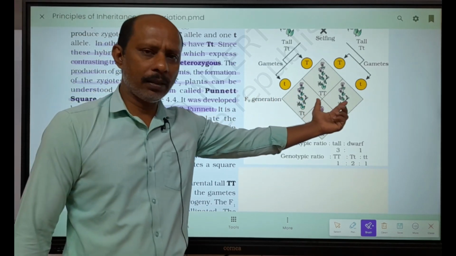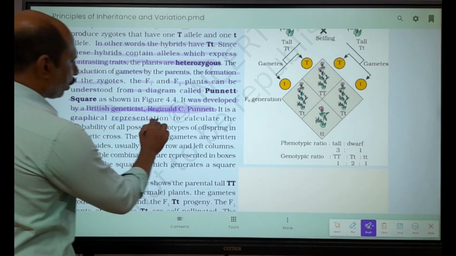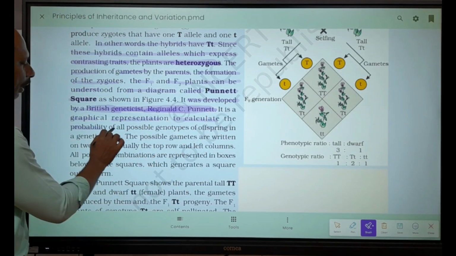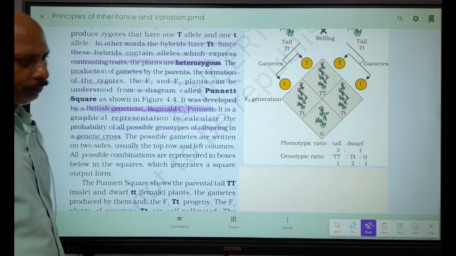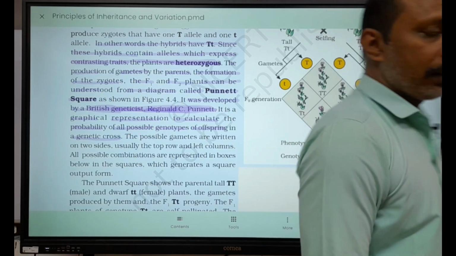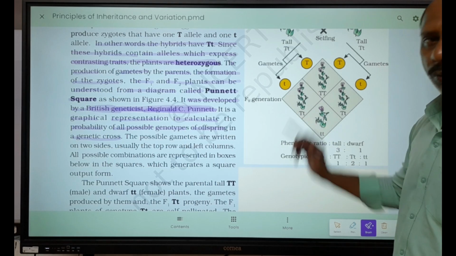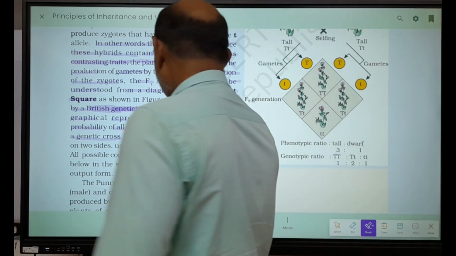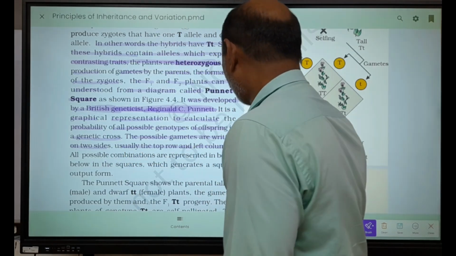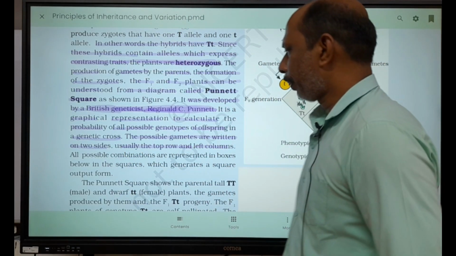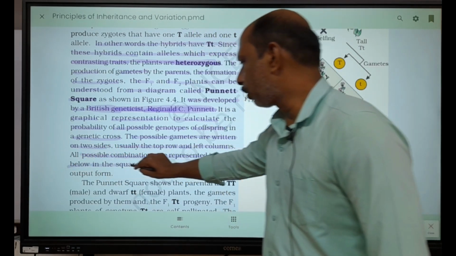One Punnett square is given here. This Punnett square is a graphical representation to calculate the probability of all possible genotypes of offspring in a genetic cross. It is very easy. We will also understand it through a dihybrid cross. The possible gametes are written on two sides, usually the top row and the left column. All possible combinations are represented in the boxes below.